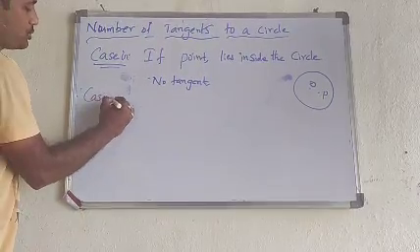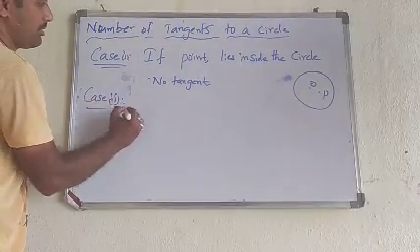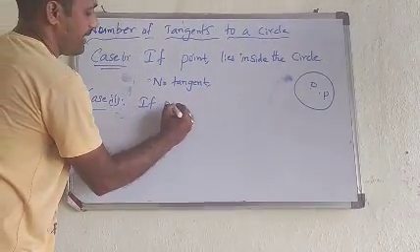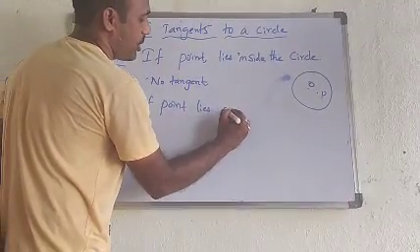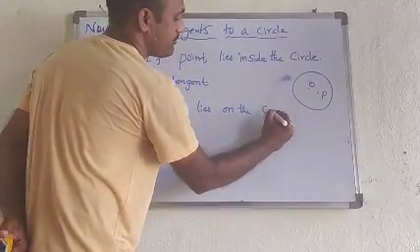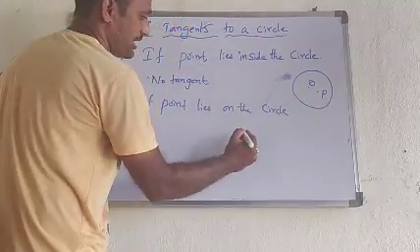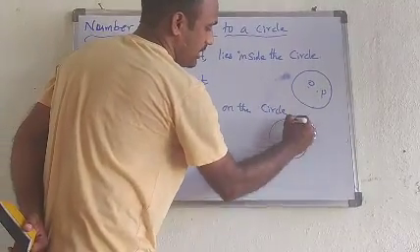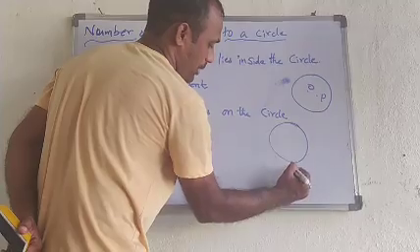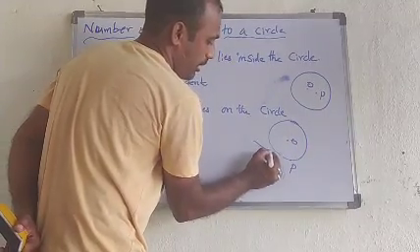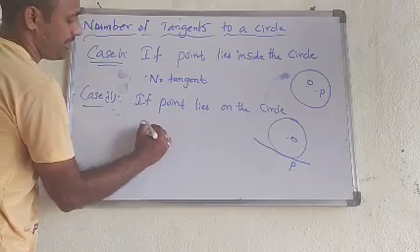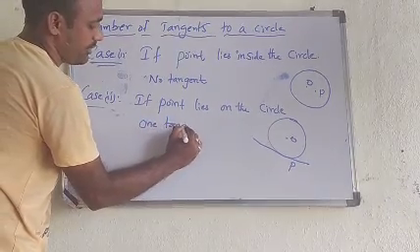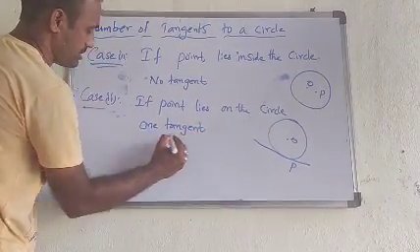Case number 2, the second situation: if the point lies on the circle. Let us suppose this is the point P. The number of tangents we can draw is 1. So we can draw one tangent.